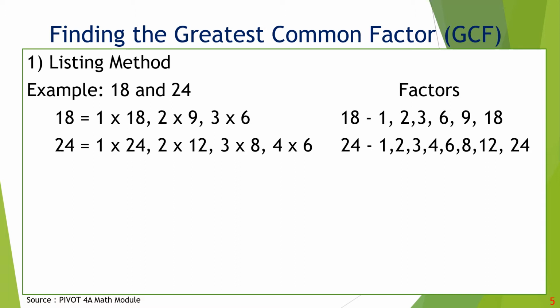Samantalang yung 24, 1 times 24, 2 times 12, 3 times 8, 4 times 6. So kapag nilista natin yung factors niya, 1, 2, 3, 4, 6, 8, 12, and 24. So the GCF, or greatest common factor, of 18 and 24 is 6.